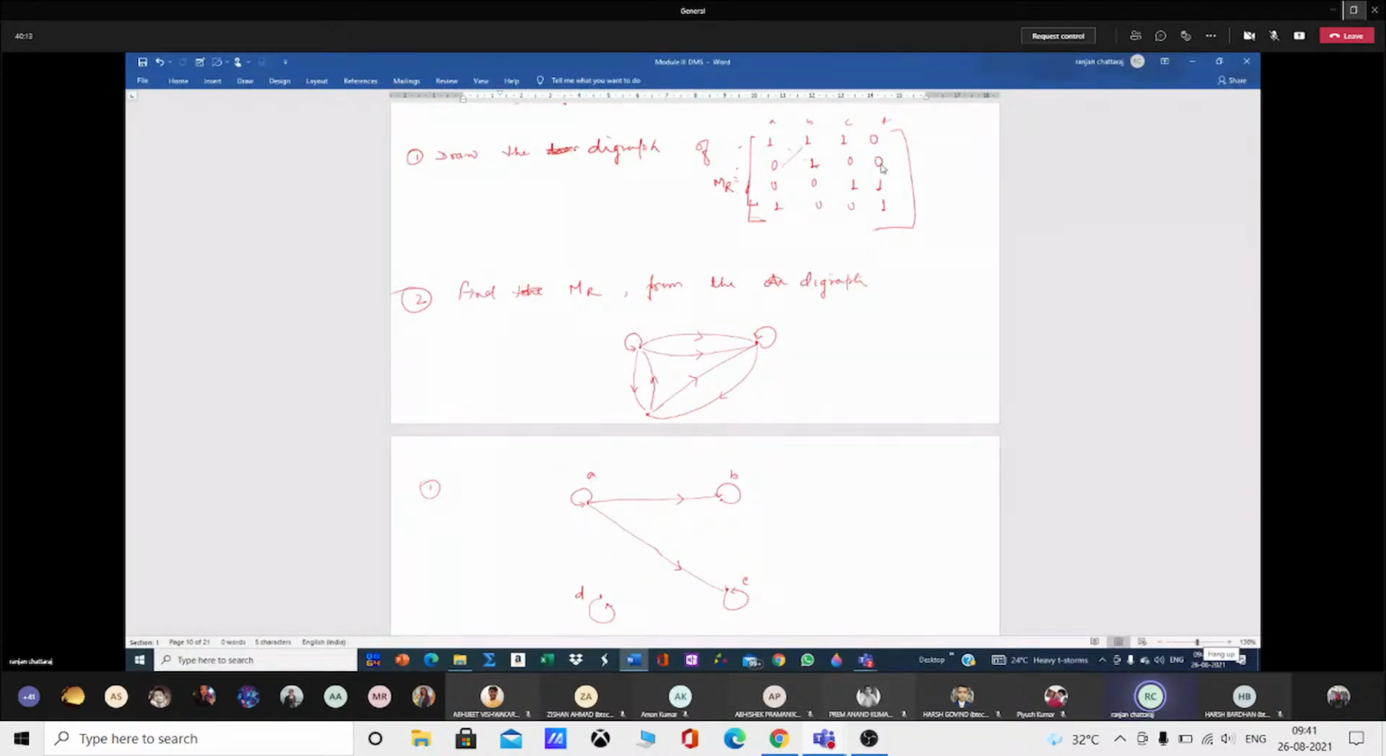Then we don't have any A to D. Then we have B to B and nowhere else. Then we have C to C and C to D. We have a graph like this. And then D to A, and D to D. So this is the basic diagram.